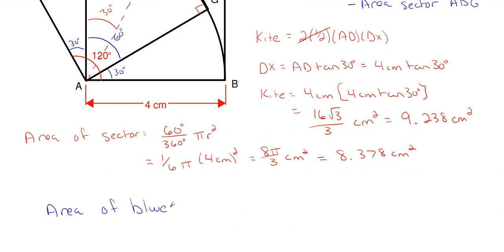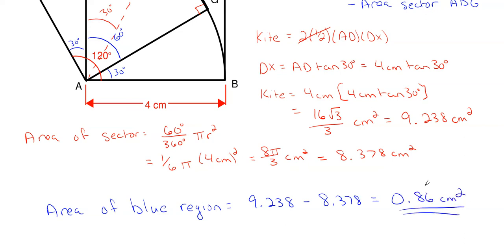which I'm just going to call area of blue region. And that's just going to be our kite region of 9.238 centimeters squared, subtracting off 8.378 centimeters squared. And we end up with a total area of 0.86 centimeters squared remaining once we subtract out our circle sector from our kite area.